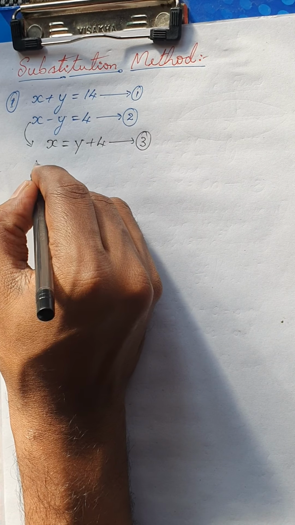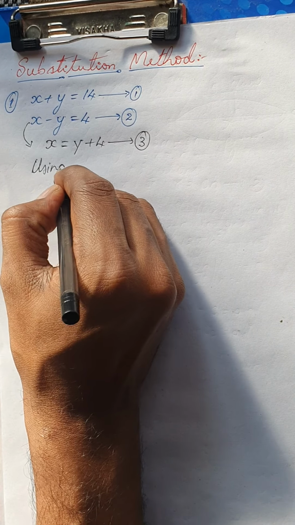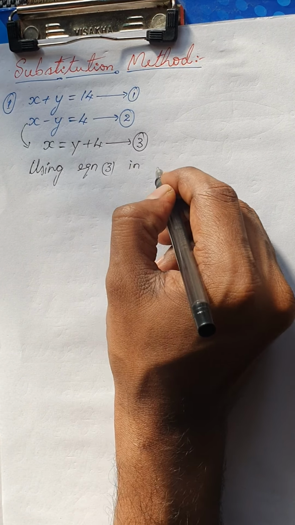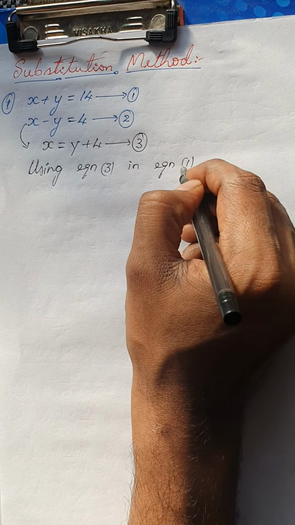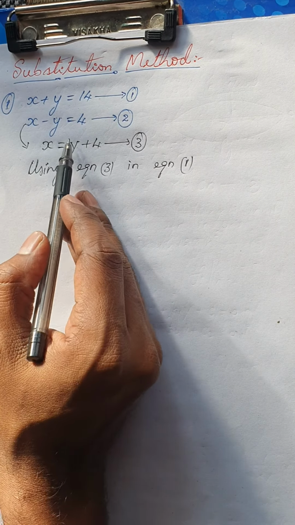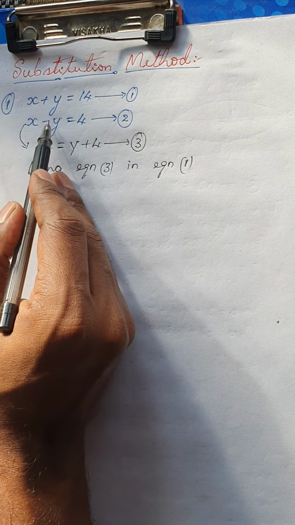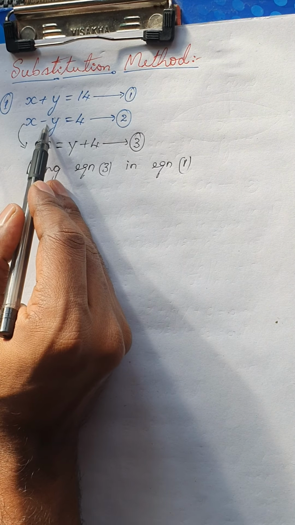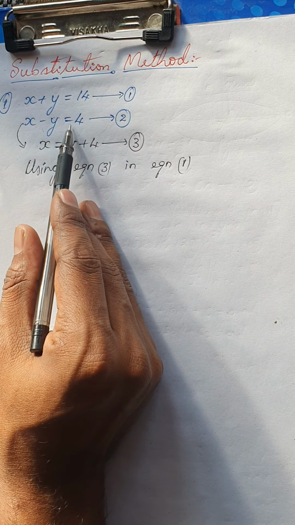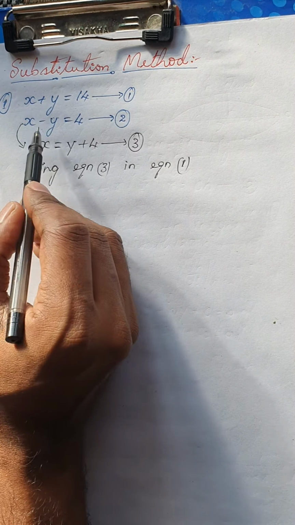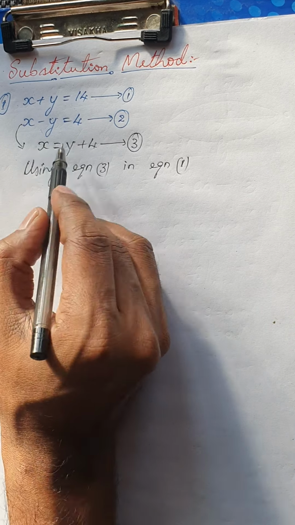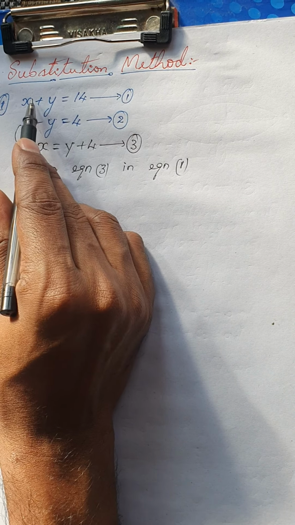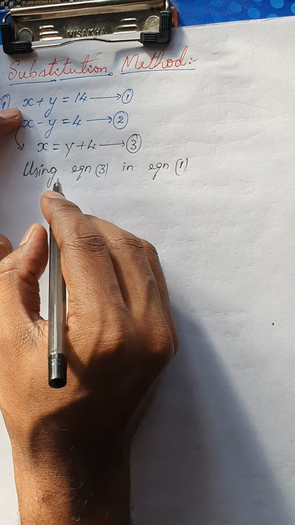Remember, you are using equation 3 in equation 1. You have to use the equation you have got in the other equation, which was kept aside. Don't use it in the same equation, because if you use the same equation you will get zeros. So whatever you have got for x or y from equation 2, you use it in equation 1. See what happens.